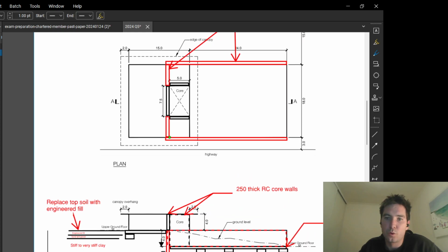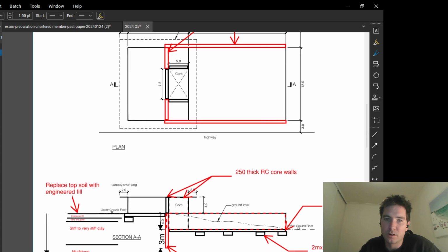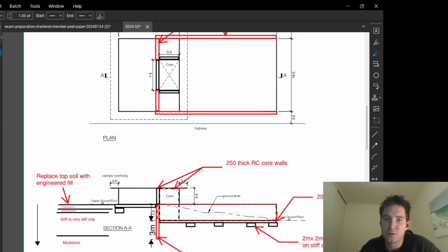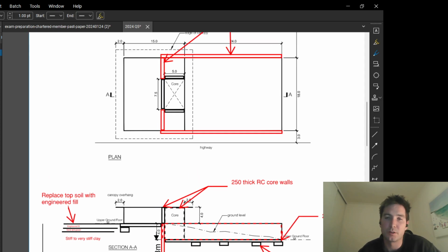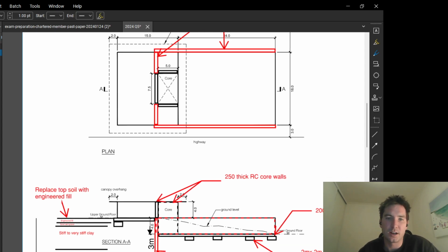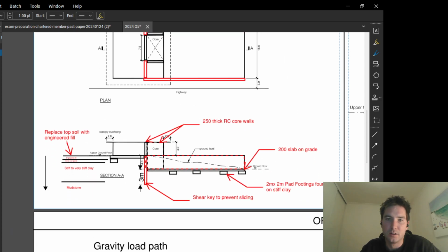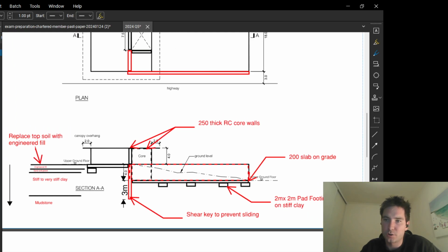Then I've got my core wall that extends above the lower ground floor, and that's used as my lateral stability system, which is what I mentioned in the description, and we'll see that when I sketch the lateral loads and the lateral stability system here. So here I'm just showing essentially the foundations.